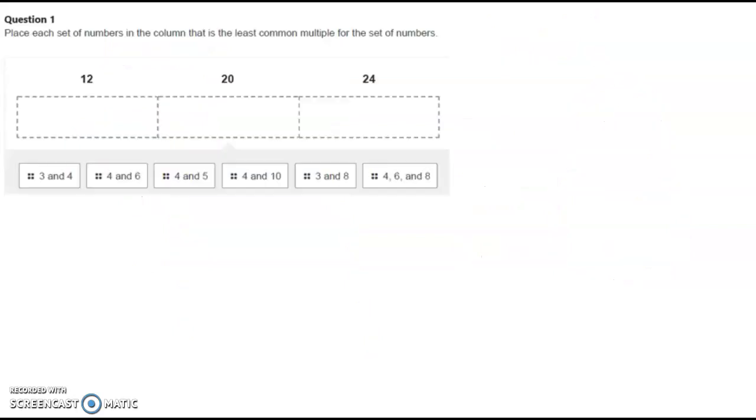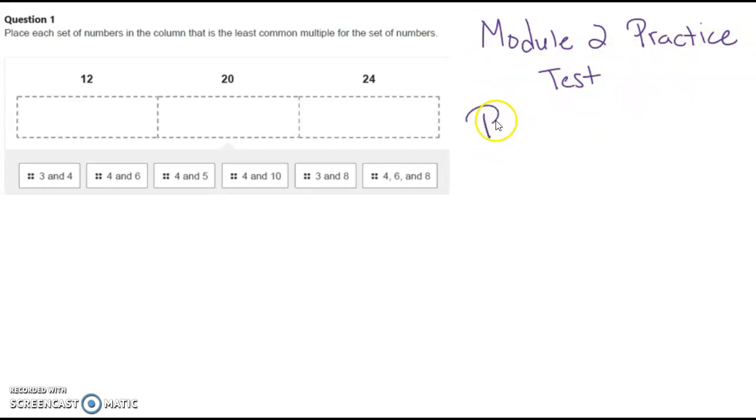Let's go to the first question. This is your Module 2 practice test, and it is found in Progress Learning Practice. It's just extra credit. These questions are very similar to the ones you'll see on your actual test, and it is in Progress Learning.